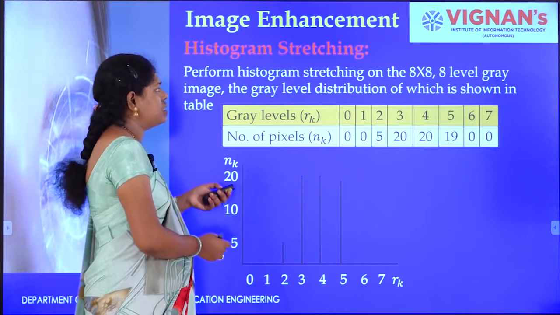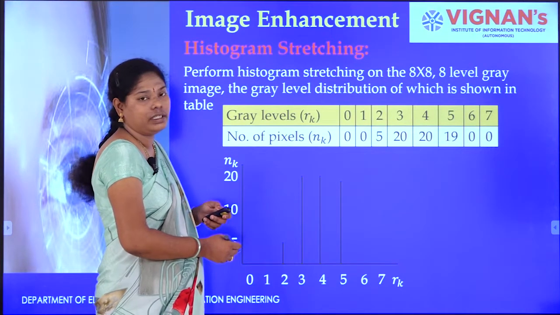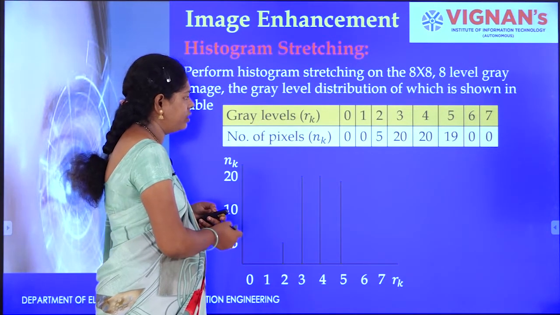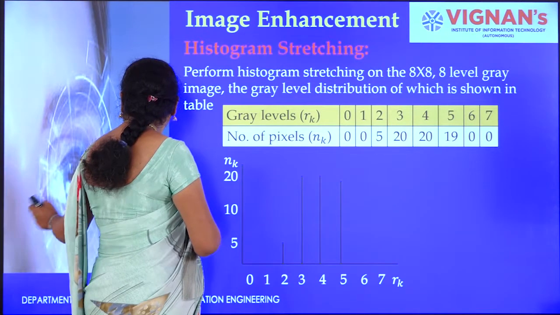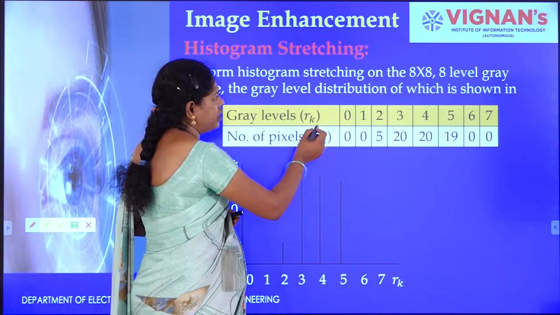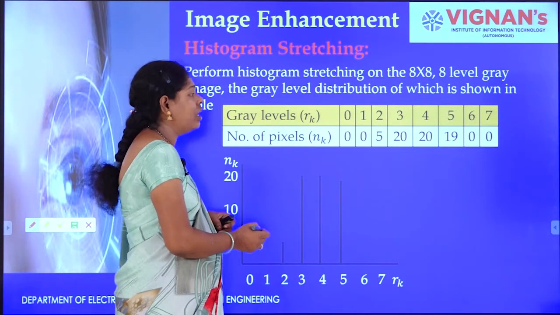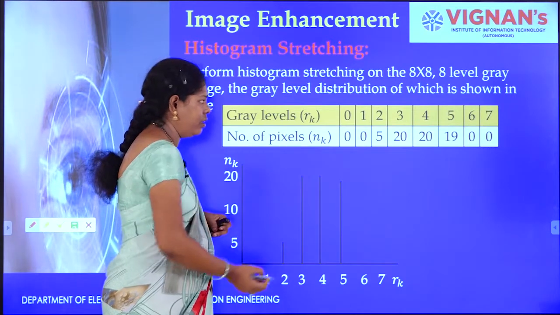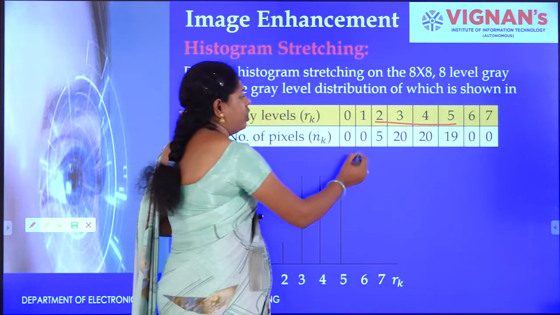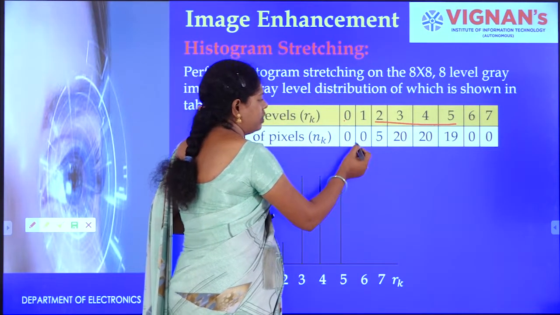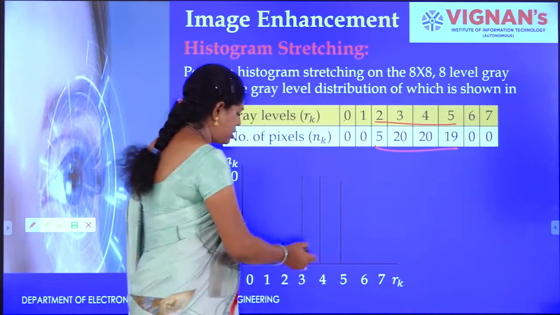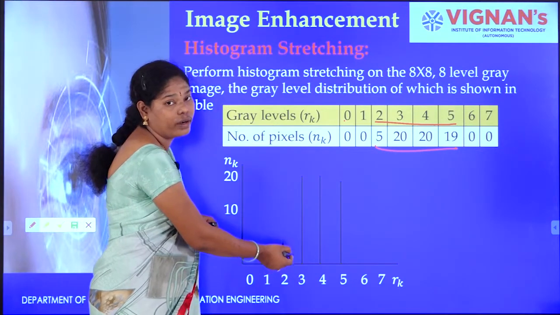Perform histogram stretching on an 8 by 8 gray level image. Let the gray level distribution be given like this. Here we are representing 8 levels, that is a 3 bit image, so 0 to 7. But we are concentrating only on 2, 3, 4, 5. For 0 there is no pixel, we only have these elements. Just see the histogram.